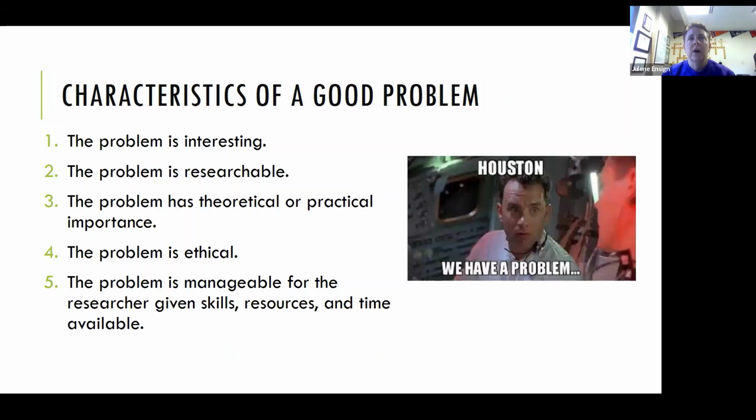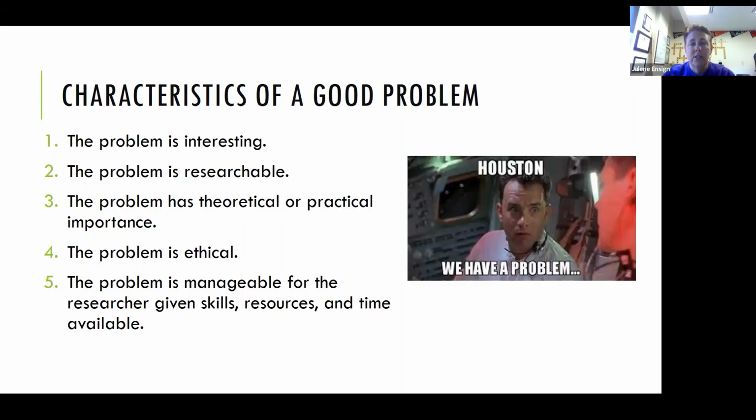So some characteristics of a good problem. The problem's interesting to you. You're going to spend a lot of time talking about and researching whatever it is that you choose. You might as well make it something that's interesting to you and has some lasting value. It's got to be something that you can research. So a lot of times we're looking for something that hasn't been solved, but if you make it so difficult or so nuanced or like a niche kind of topic, sometimes it's hard to find previous research to be able to start from. Has to have a theoretical or practical importance, has to be ethical.